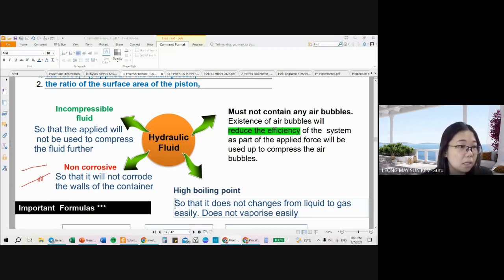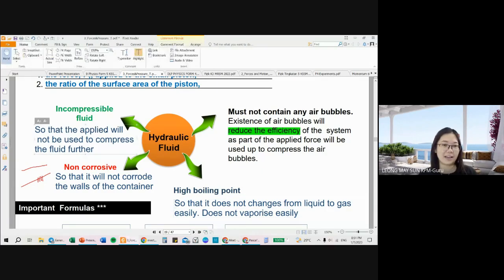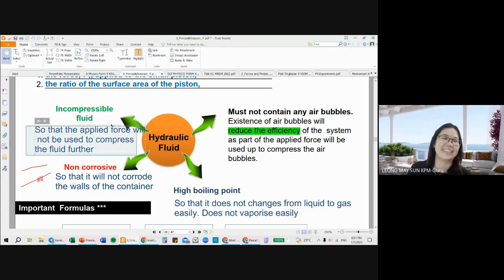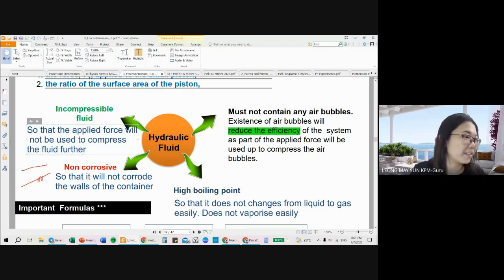For Ian, incompressible. Ian, I don't understand your sentence. Incompressible, so that the applied. Oh, okay. Boss, thank you. All right, so can I proceed?